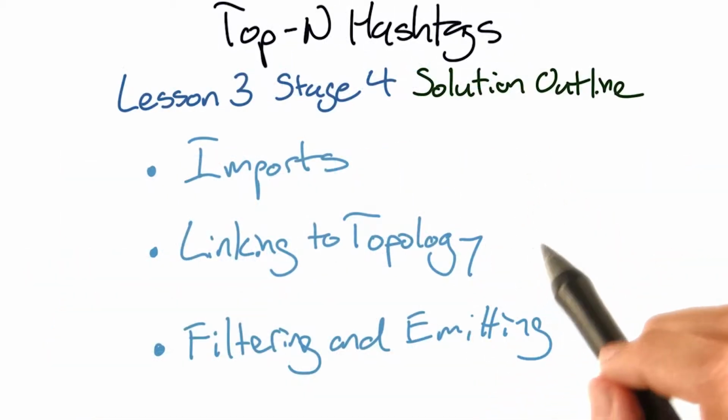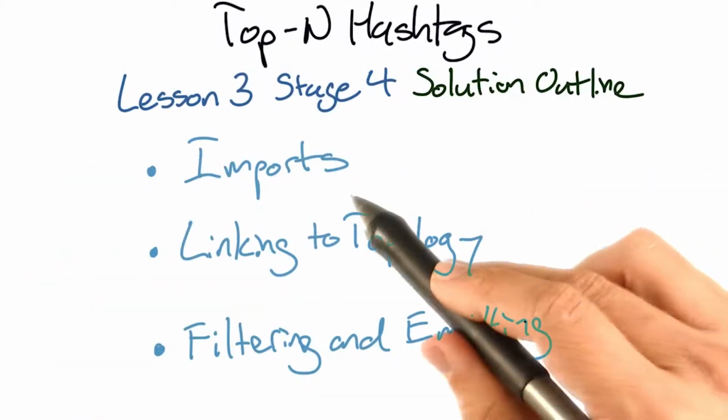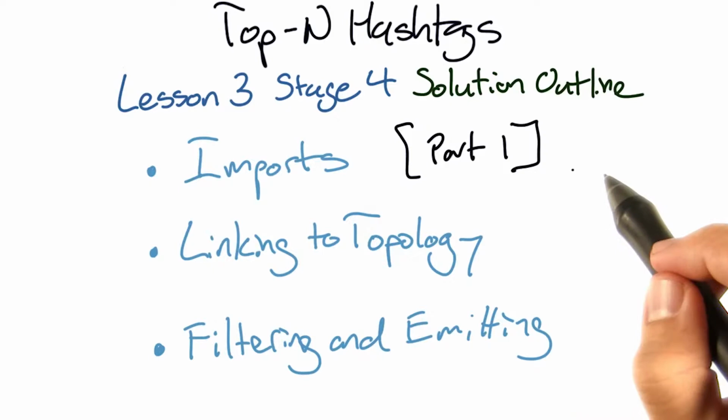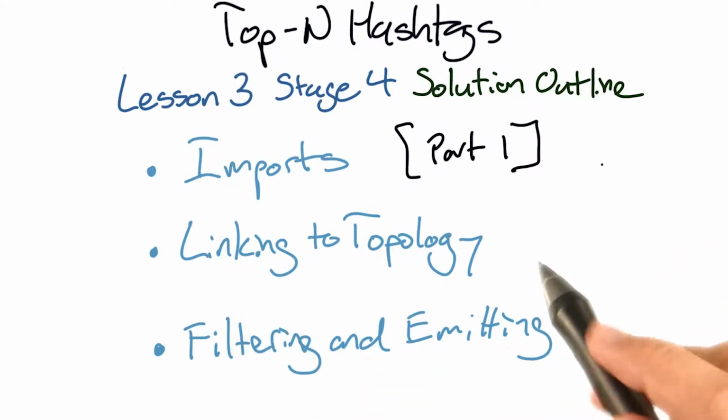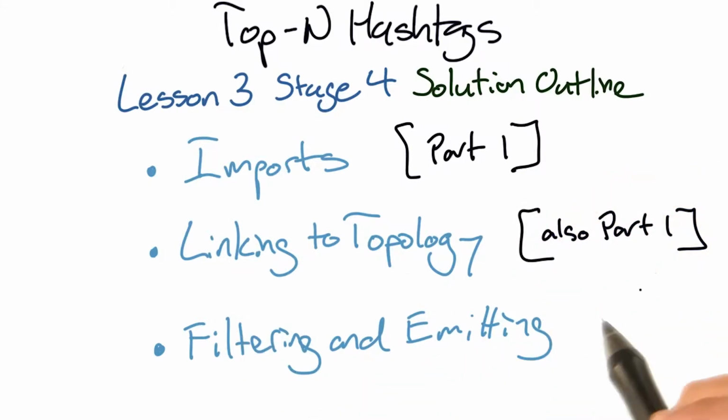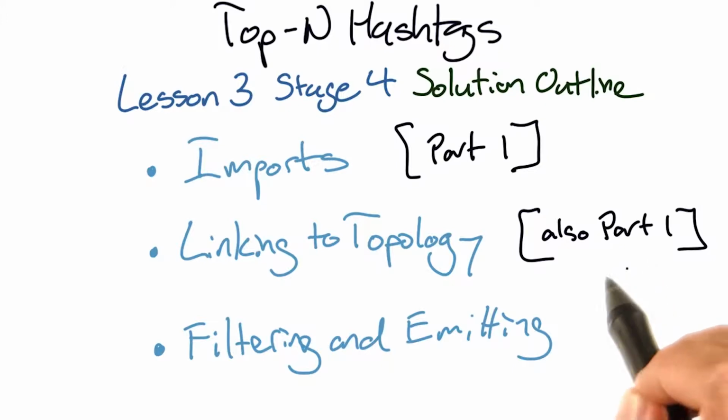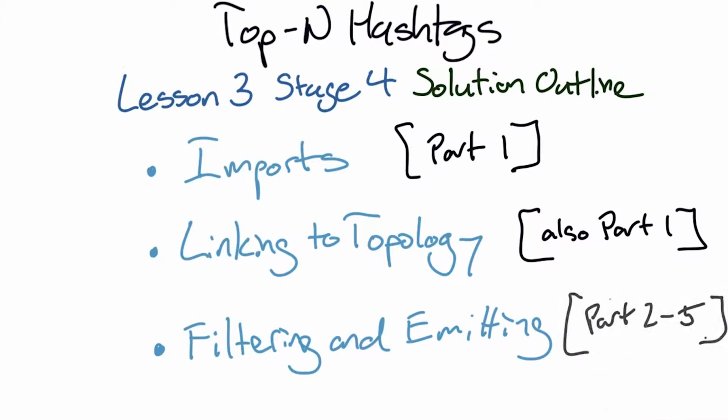I broke my approach up into three major stages: imports, or part one of the written instructions; linking to topology, which is also part one of the written instructions and incorporates a lot of the syntax hints; and finally filtering and emitting, which is part 2 through 5. You can skip ahead to solution sections that you had difficulties with, and let's begin with imports for my approach.